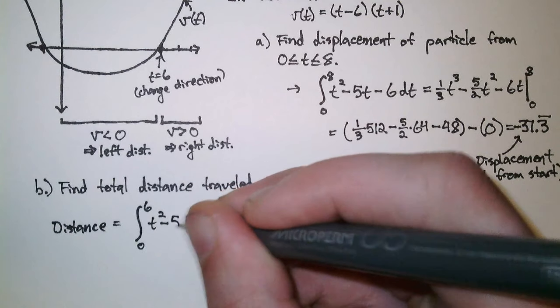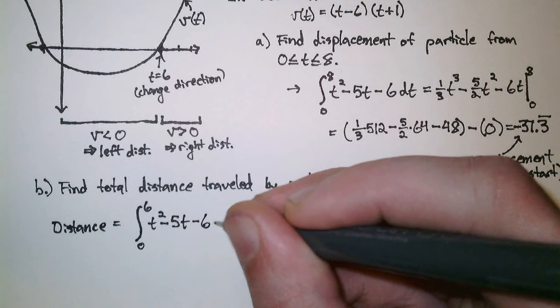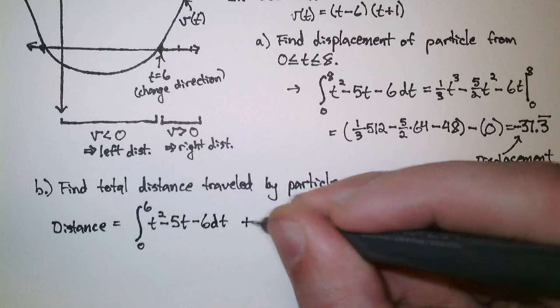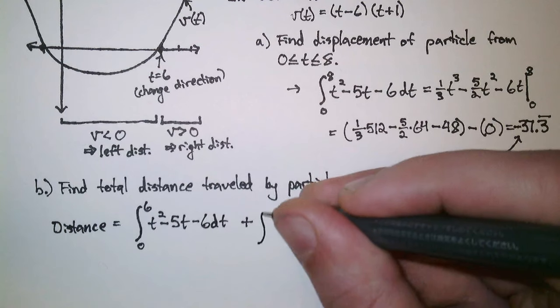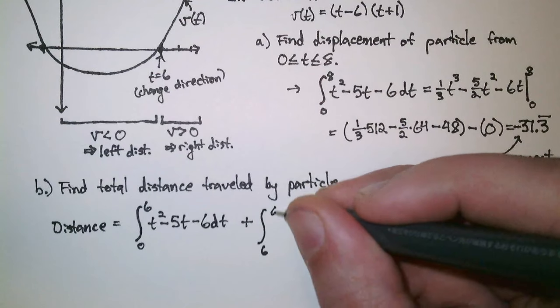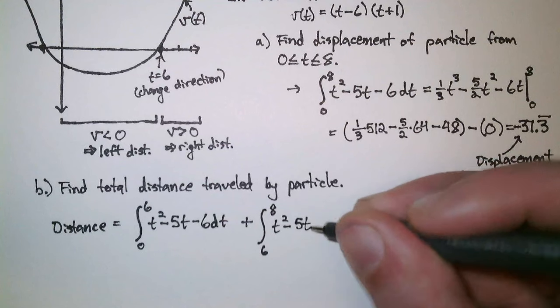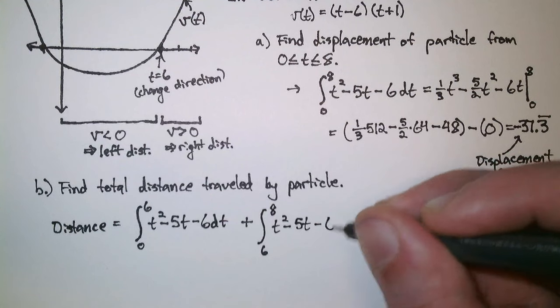Now as I'm writing this, take a look up in the graph there. This integral from 0 to 6 is very clearly below the x-axis and therefore negative. We'll deal with that in a second though. Next integral will go from 6 to 8. And this is our positive distance. This is our rightward distance.